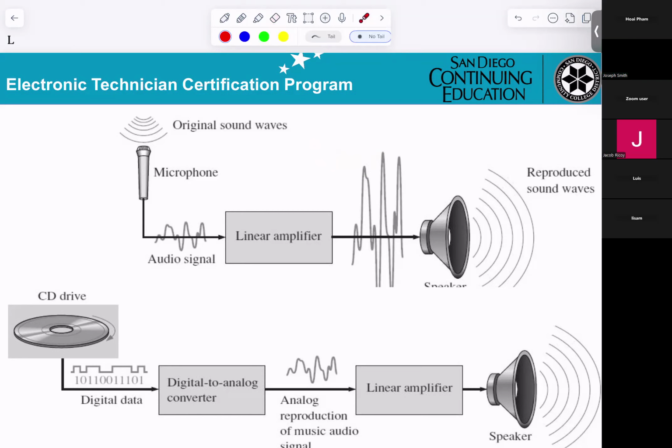Okay, you can see that when you're talking to the microphone, this is your voice coming out. Very, very small. So that's why they need to let it go through an amplifier to make it bigger. Okay? So that's why they can go to the speaker.